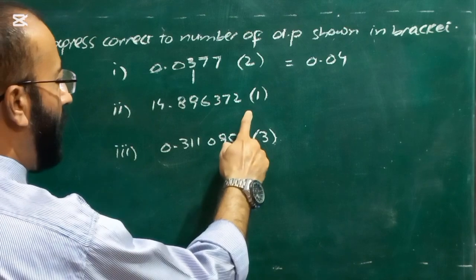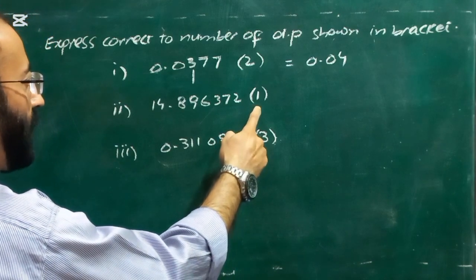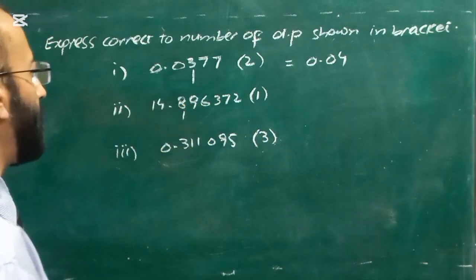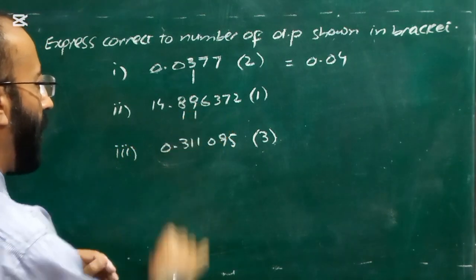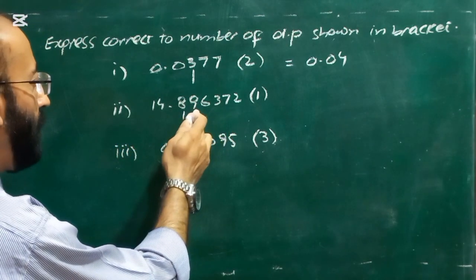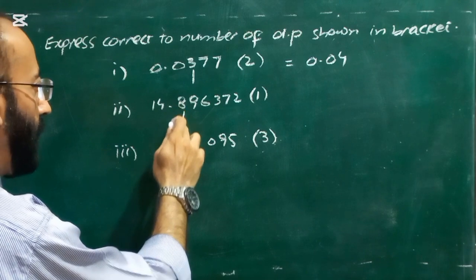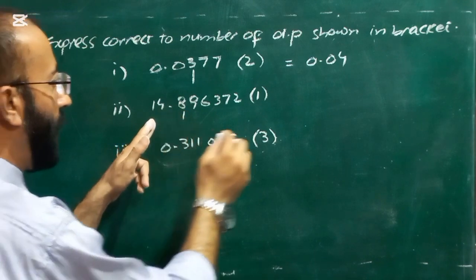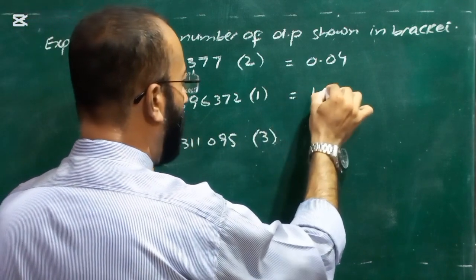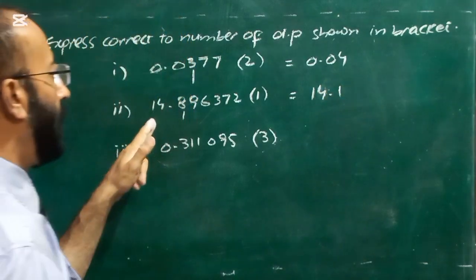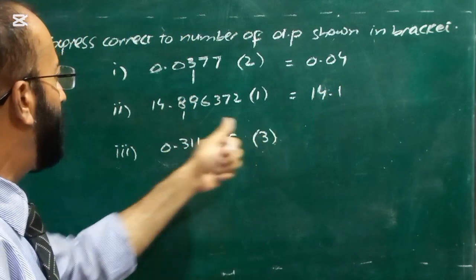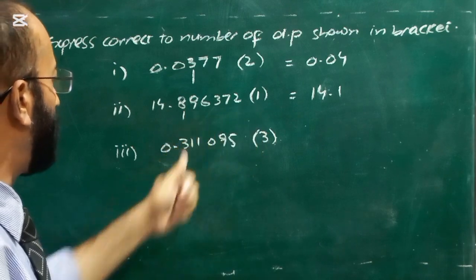In this number we are required to round off up to 1 decimal place. So 1 decimal place is here. The number immediately after that is 5 or greater than 5. So we will add 1 to this number. So 14.9 will be the answer. That is, correct to 1 decimal place, this is the answer for this number.